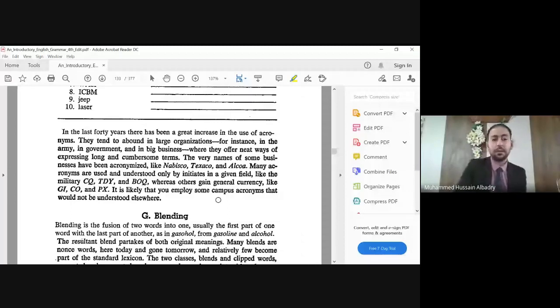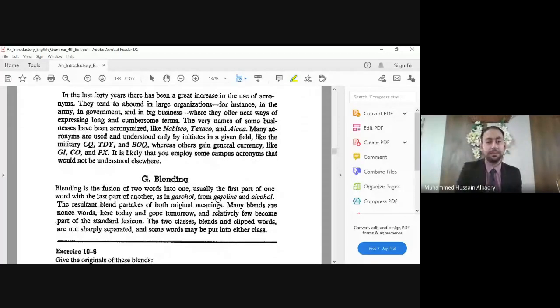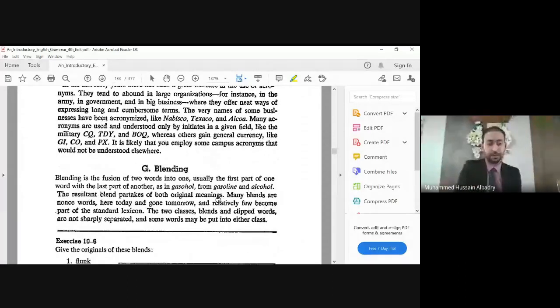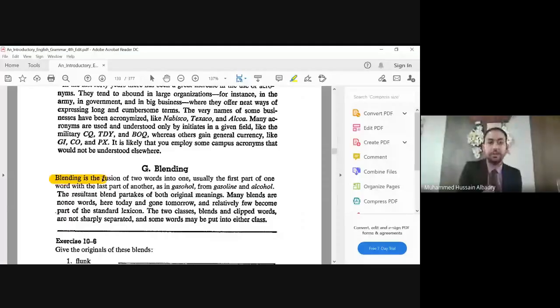Another process which is blending. To blend. This is the definition of blending. We have fusion, mixing. We have a mixture here of two words into one. You see, we have two words. We have to mix them into one. Two words, we mix them into one.